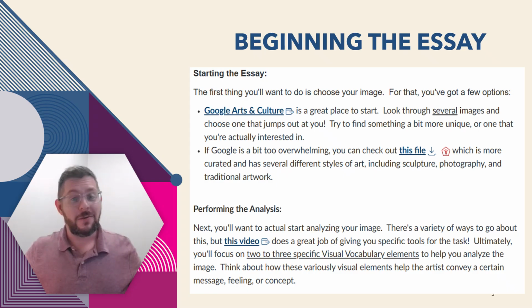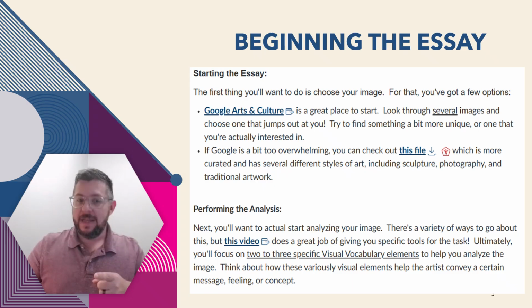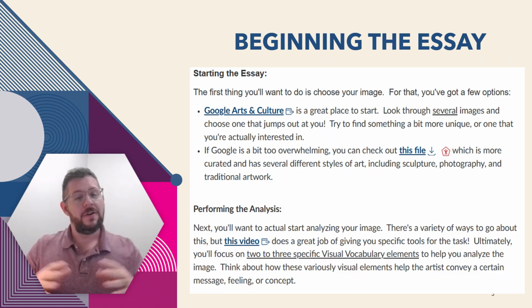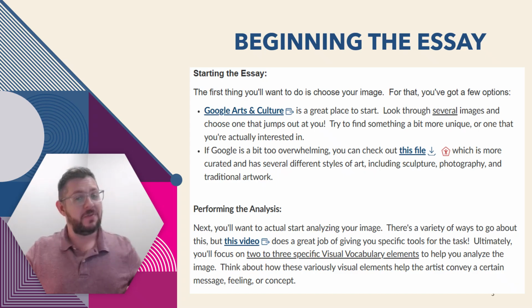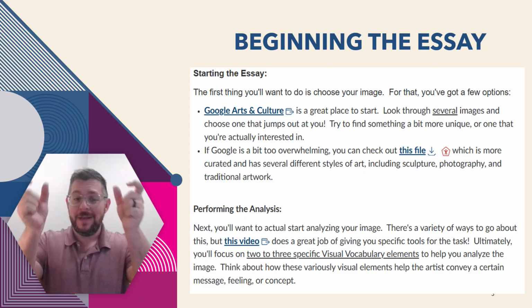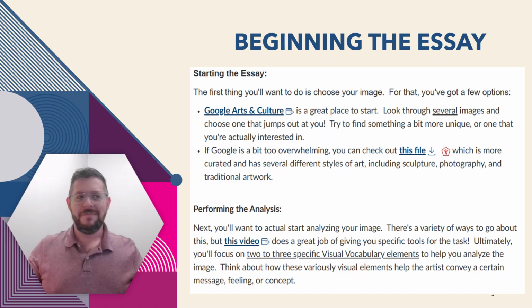If Google Arts and Culture is a little too overwhelming, which it kind of is, you can use this little PDF file that I have online. This is going to be a collection of about 60 or so different images, everything from photography to famous works of art to other commercial images. You can use those as well. Just a warning though, those big black bars on the sides of the image are not actually part of the image. They're just there for spacing for some reason.